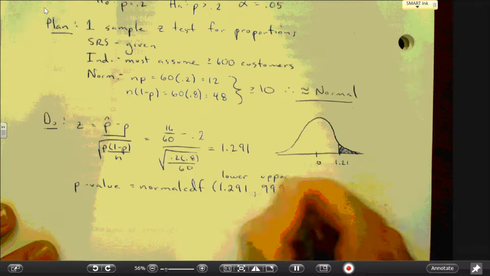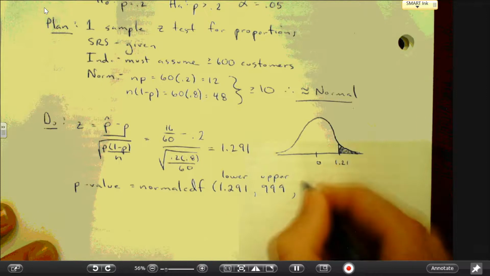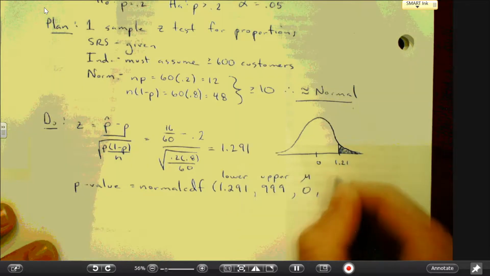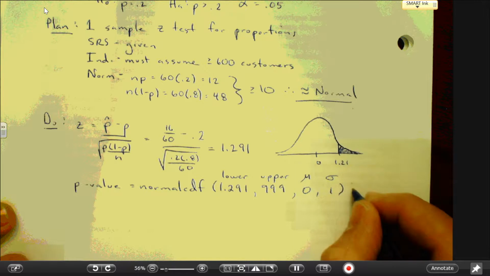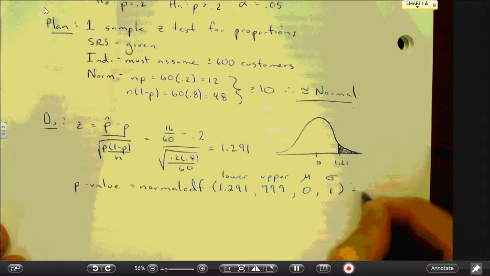And because this is a z value that we're using, the mean is 0 and the standard deviation is 1. And when we do that, we get a value of 0.0984.